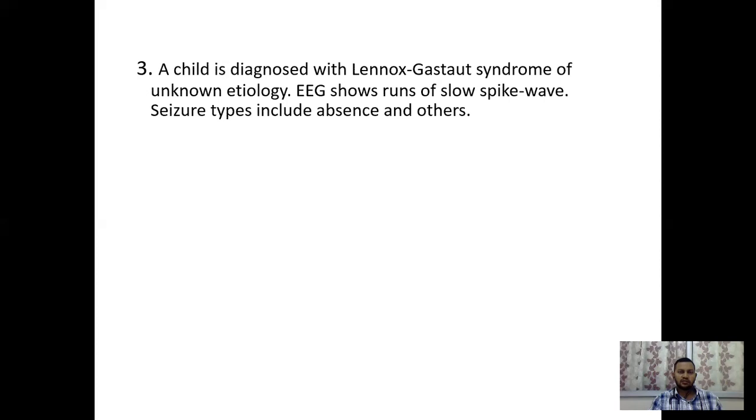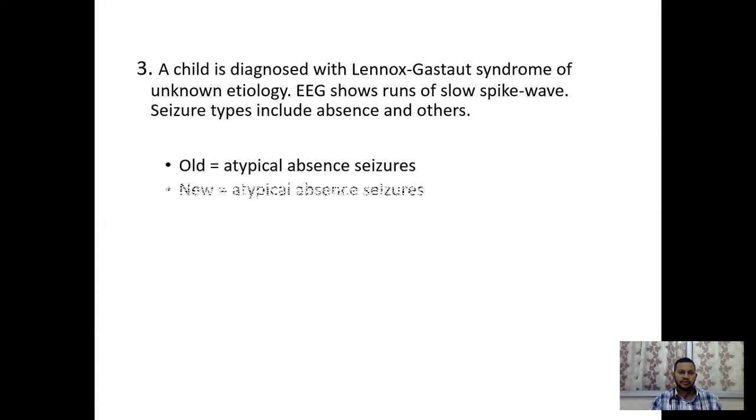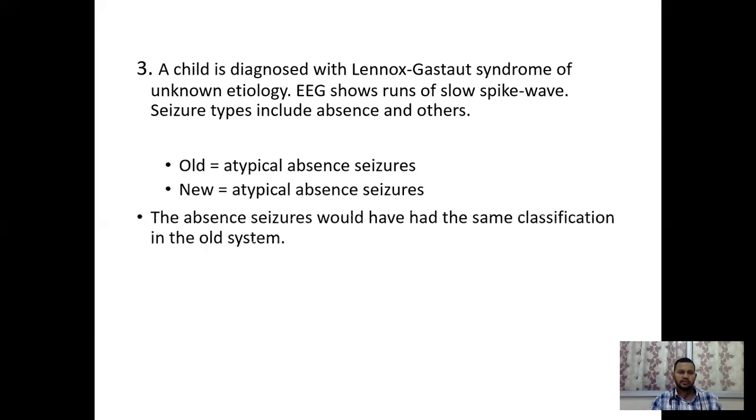The child is diagnosed with Lennox-Gastaut syndrome of unknown etiology. EEG shows runs of slow spike wave. Seizure types include absence and others. Old: atypical absence seizure. New: atypical absence seizure. The absence seizures would have had the same classification as the old seizure.